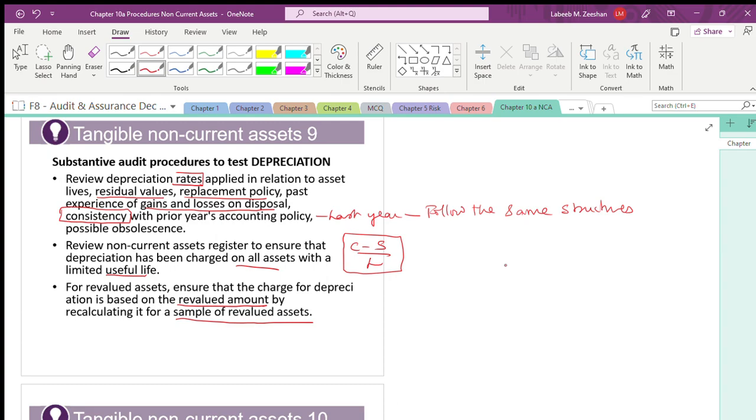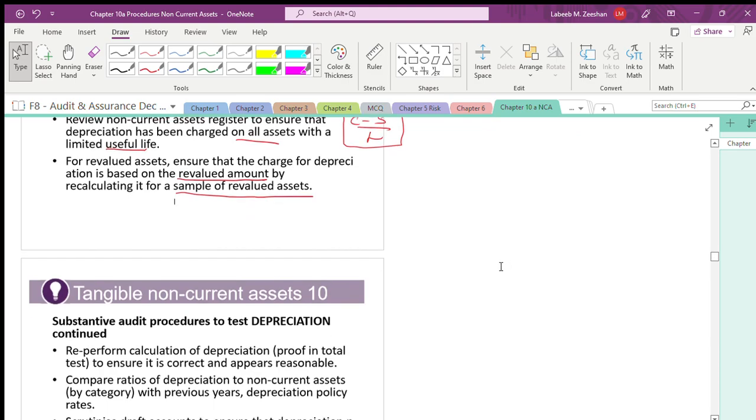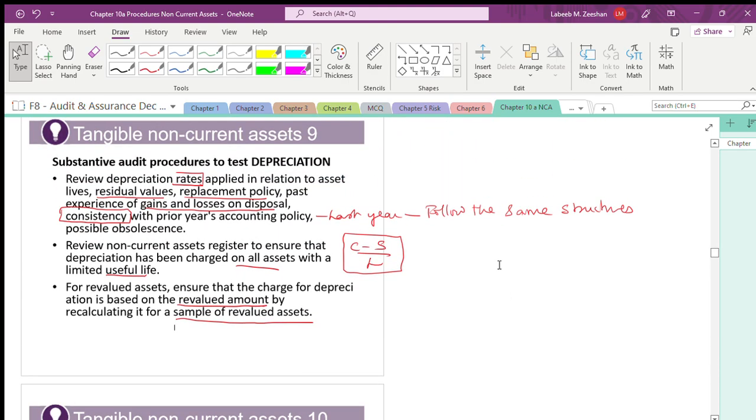What are the depreciation? Depreciation, what does it say? You are talking about the depreciation rates. You are talking about the residual values. You are talking about any disposals, any gains or losses on disposal. It should be consistent.